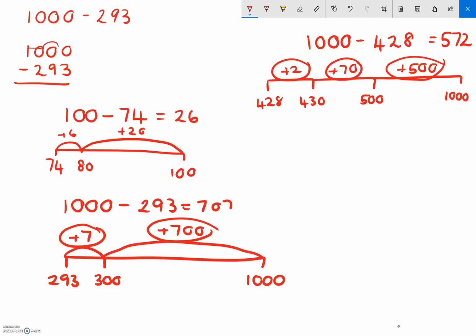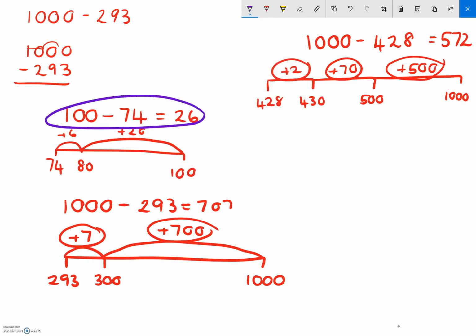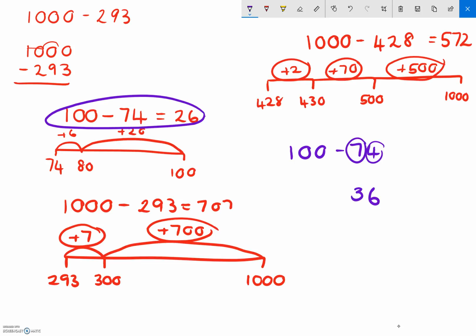What you've got to be careful of, a common mistake here, is if we go back to this question, 100 take off 74, what some people do is they say, oh, okay, I've got a 4 there, so I must need 6, and I've got 7 there, so I must need a 3 to make it whole up to 10, so it's going to be 36. But of course that's wrong, because if I have 74 and 36 and I add them together, I've actually got 110, not 100.